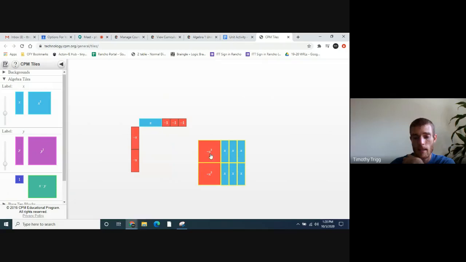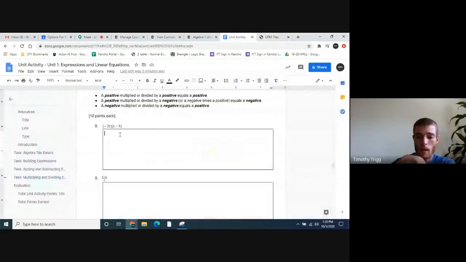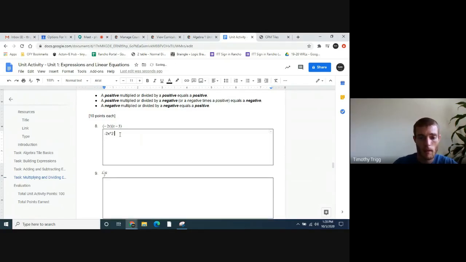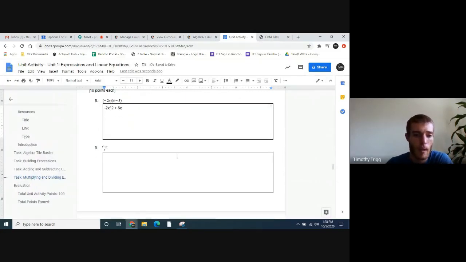Now, what is the area of this box? So this would be negative 2x squared plus 6x. Negative 2x squared plus 6x. Okay. Like that. All right, let's try the next one.